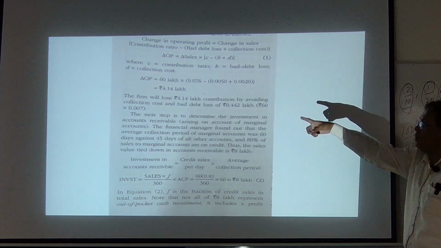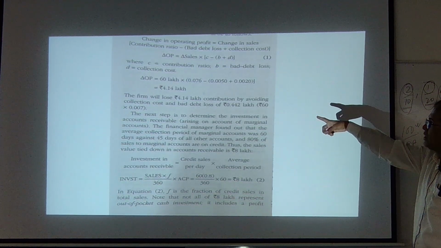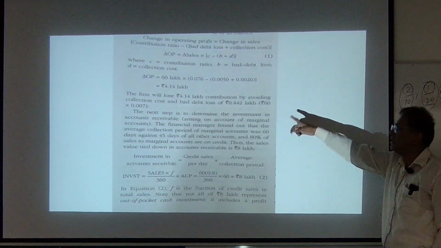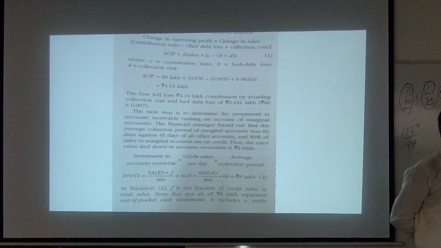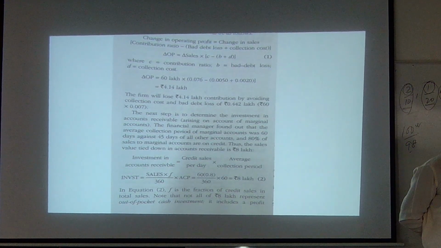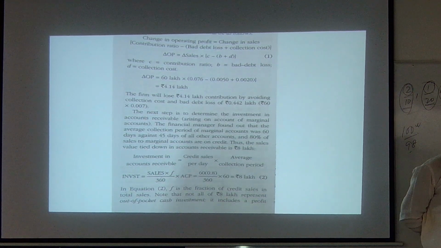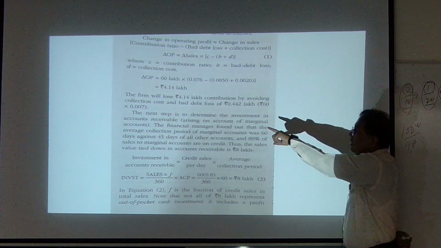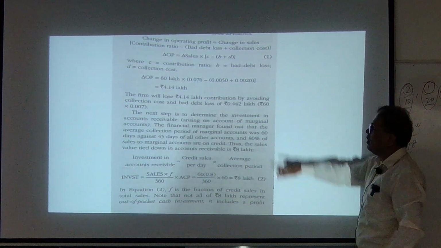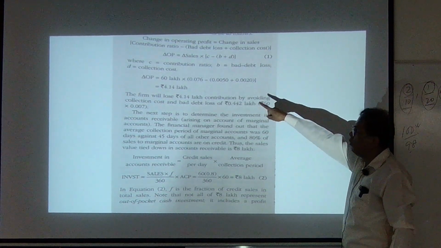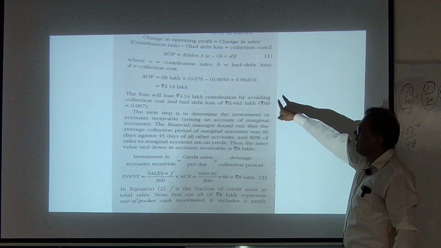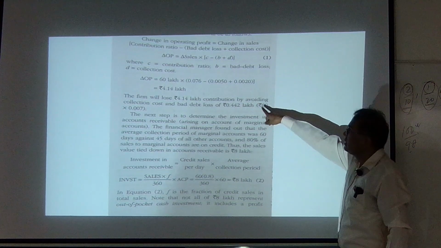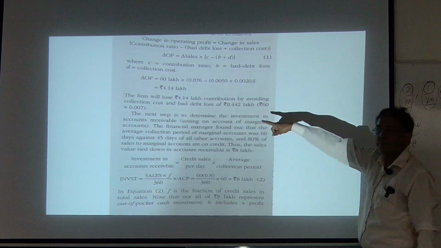The firm will lose 4.14 lakh contribution by avoiding collection cost and bad debt loss of 0.442 lakhs bad debt. So how much is coming is 0.442. Calculate that through 0.442. So 0.442 is going to be that cost, resulting in a net gain. Now understand here, the firm will lose 4.14 lakhs contribution by avoiding collection cost and bad debt loss of 0.442 lakhs, that is 60 into 0.007. Clear?